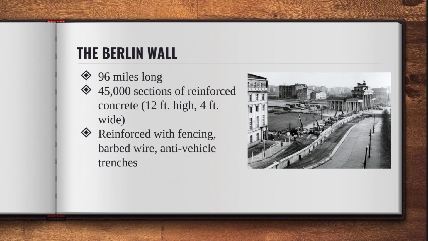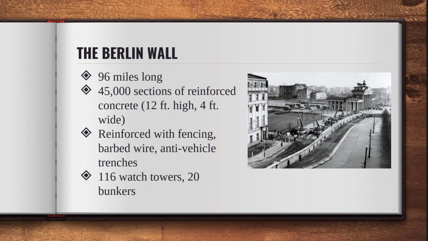And it was reinforced with fencing and barbed wire and anti-vehicle trenches, because people on the eastern side would try, for instance, you saw that big wide area that I showed you before on their side, they would try to drive vehicles really fast toward the wall and knock part of it down so that they could get to the other side. And so they built these anti-vehicle trenches, which were literally like ditches that were V-shaped, so that if you tried to drive across there, your car would get caught and you wouldn't be able to do that.